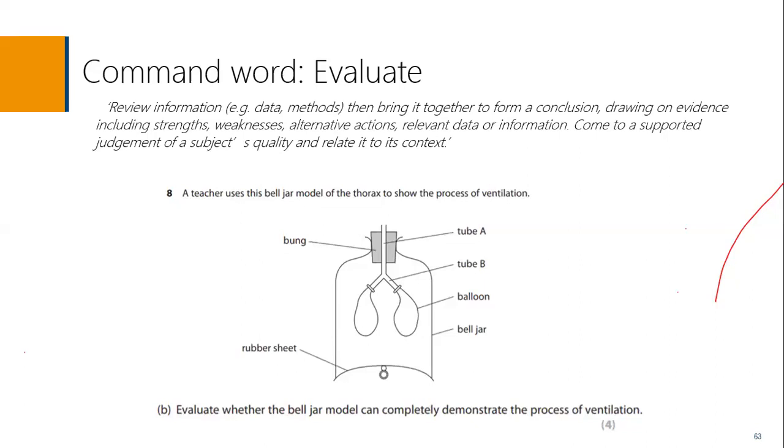So we then come on to evaluate, reviewing the information and bringing it together to form a conclusion, to come to a supported judgment of a subject. So, evaluate whether the bell jar model can completely demonstrate the process of ventilation. So you've got a bell jar, standard experiment. The students are being asked to say how well it demonstrates the process of ventilation. So it's evaluate, it will need the pros and cons, and make a valid judgment.